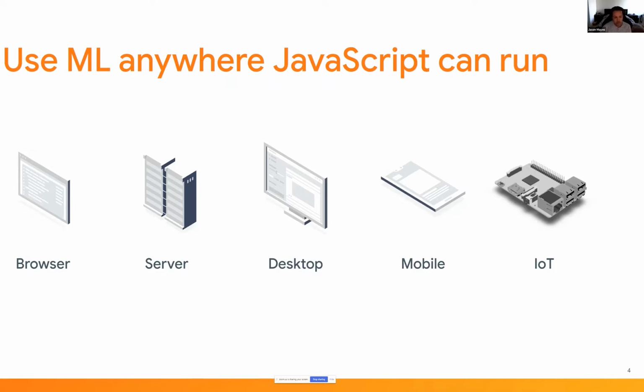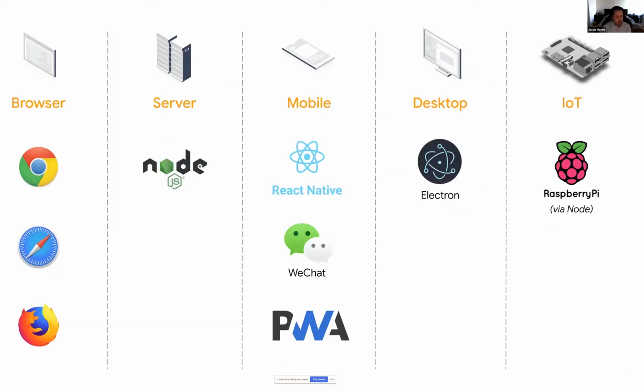And if we dive into the stack a little bit more, you can see many of the technologies that you know and love already, or at least heard of. On the left there, we've got all the popular browsers that you might be using. Server side, you've got Node.js. On mobile, we support React Native. We've got WeChat and progressive web apps. On desktop, you've got Electron. And of course, on Internet of Things, you've got stuff like the Raspberry Pi that you can support via Node.js. So it's a very powerful language that can run pretty much anywhere.